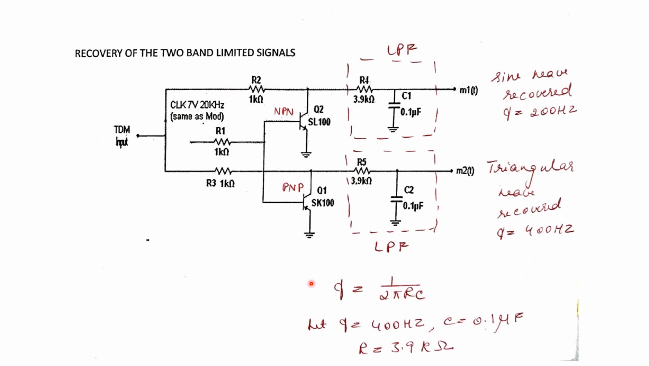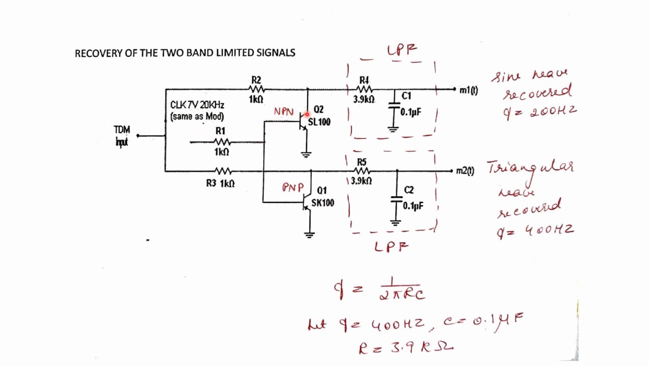So we have a formula for low pass filter. F is equal to 1 by 2 pi RC. F is taken as 400 Hz, the frequency of triangular wave. C is assumed as 0.1 microfarad, and R is found, and R is equal to 3.9 kilo ohm. So M2 of t is a triangular wave which is recovered at this point.